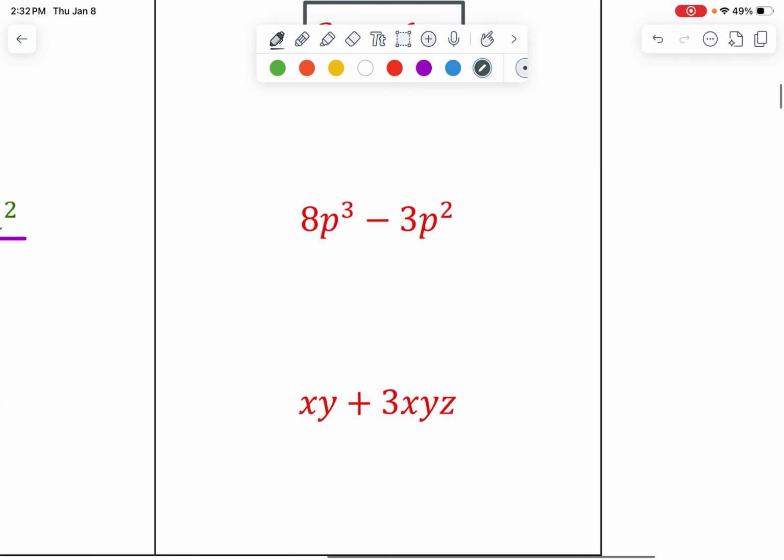Same thing on the second one. I have p cubes and I have p squareds. Now, obviously, they both have p's in them, but they're not technically the same term. I can only add p cubes to other p cubes, and I don't have any of those. So again, this would be my final answer, and I would not be able to do anything with that.